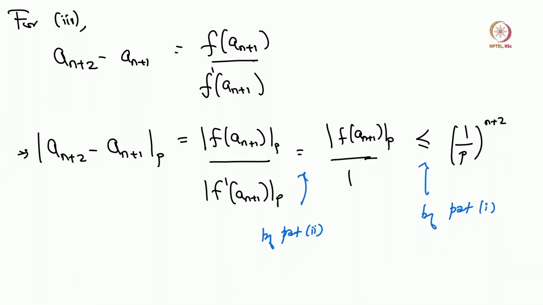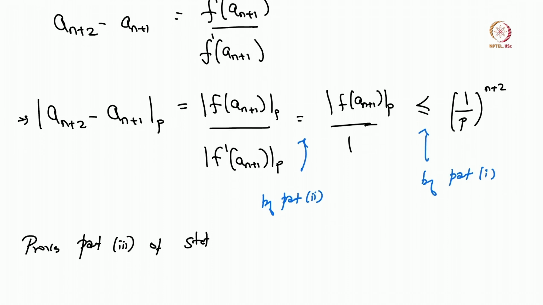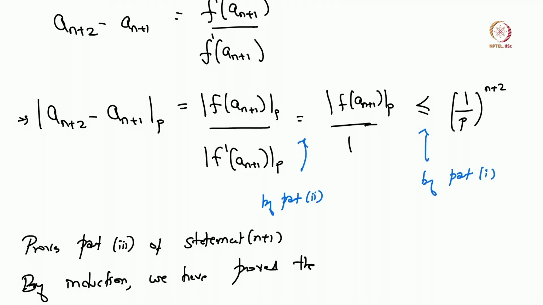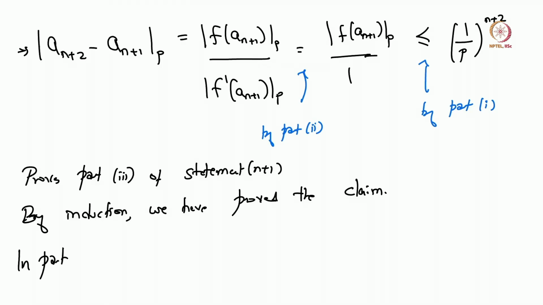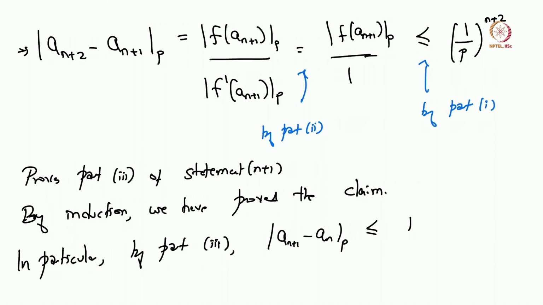And so this observation proves part 3 of statement n plus 1. And so by induction we have proved the claim. Okay, so in particular, by part 3, what do we have? That a_{n+1} minus a_n in periodic absolute value is less than or equal to 1 over p raised to n plus 1.